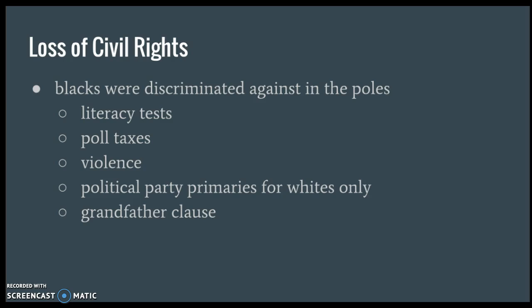White-only primaries not only directly restricted black voting, but also ensured that a candidate could not be voted for that threatened this segregation system. These implementations would have restricted some white people from voting too, had it not been for the grandfather clause, which was a statute stating that white people were excluded from these barriers, so they were grandfathered in.